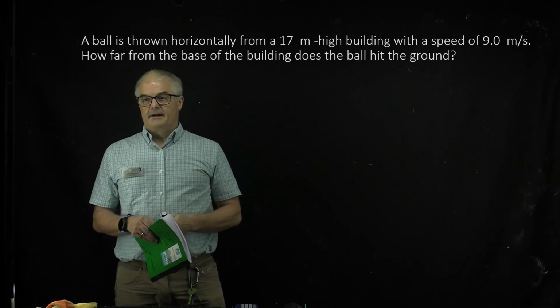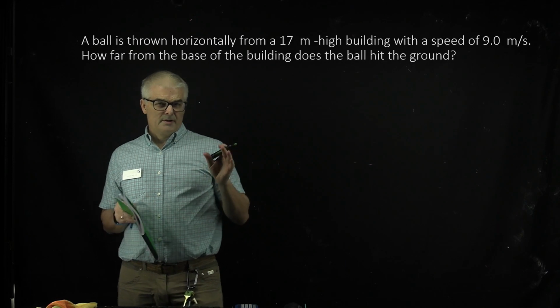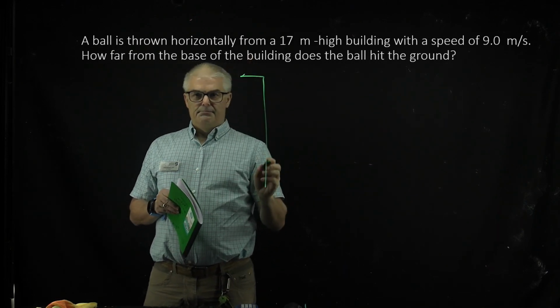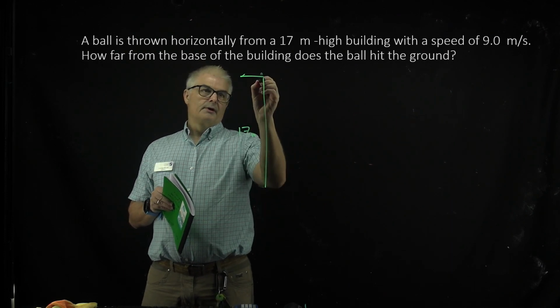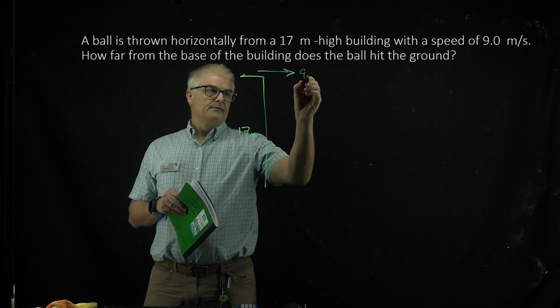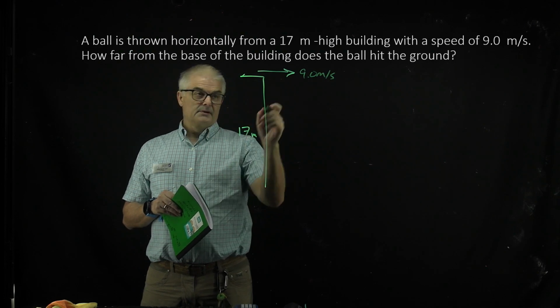Always start with a diagram. A ball is thrown horizontally from a 17... all right, I'm going to draw a diagram. So I've got a building that's 17 meters tall. We're throwing it horizontally, so straight across in this direction, at a speed of 9 meters per second. How far from the base of the building does the ball fall?